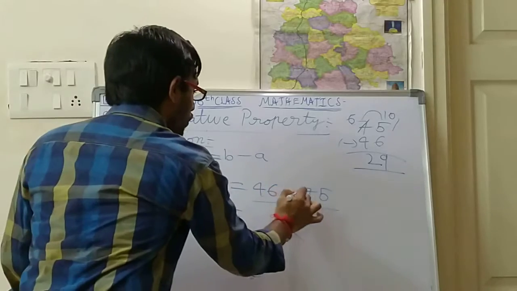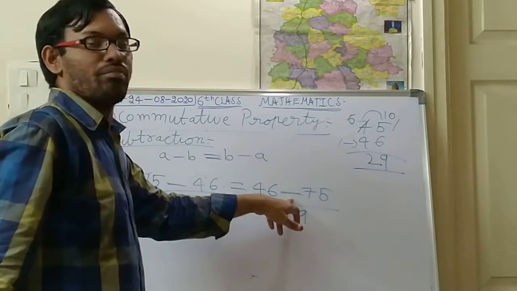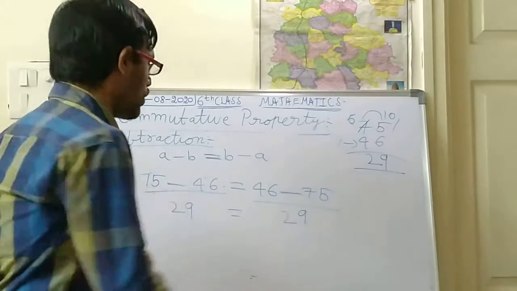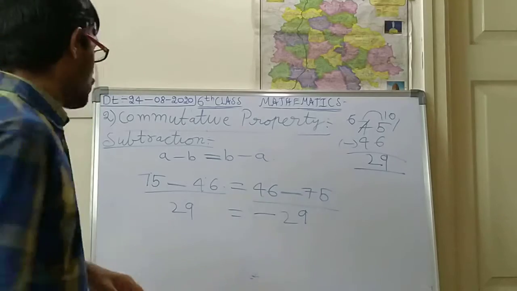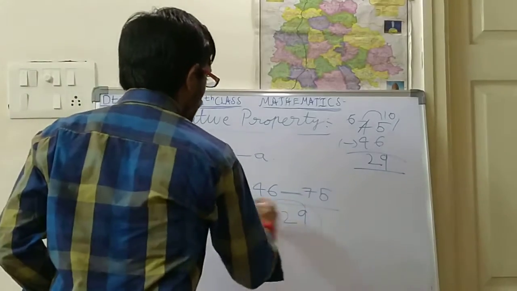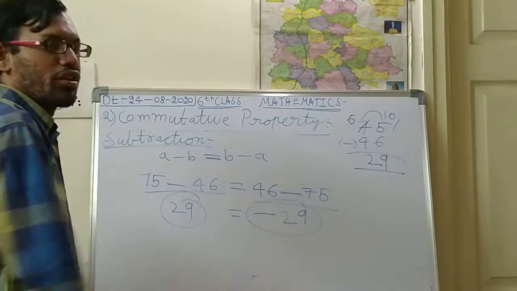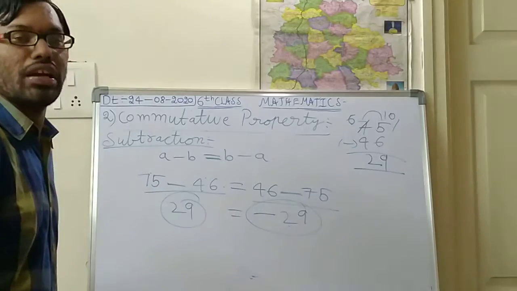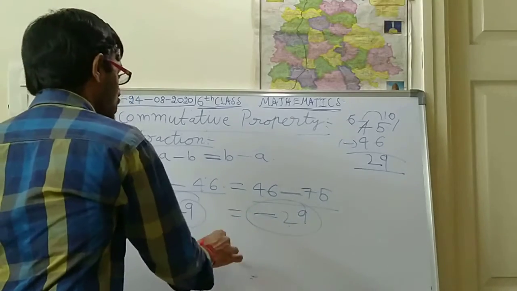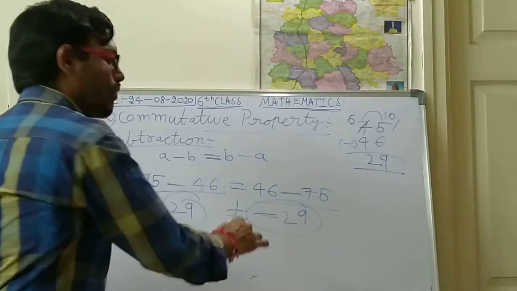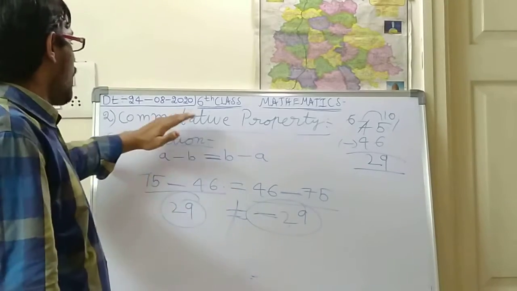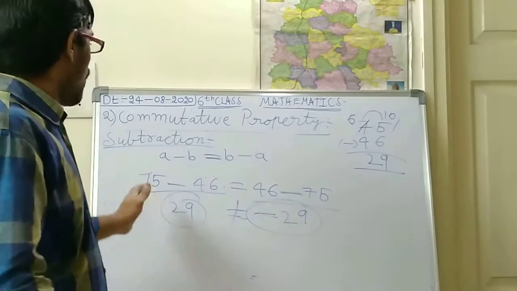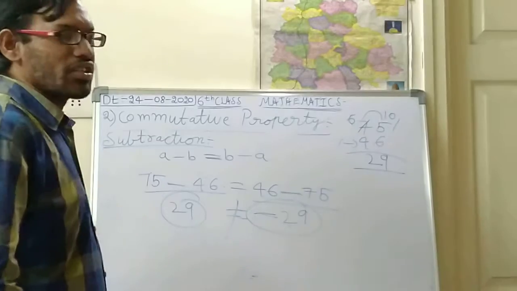But here, for the greater number there is a minus symbol, a subtraction symbol. So you should keep that symbol for the result. Now check whether these two are equal. This is 29, this is minus 29. The number is the same, but the symbol is different, so both are not equal. So the commutative property of whole numbers under subtraction does not hold, however many numbers you take.